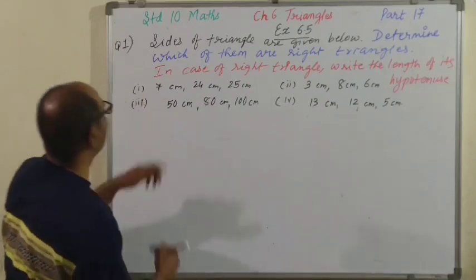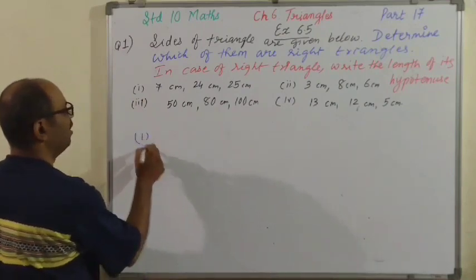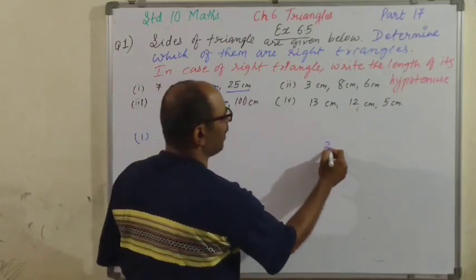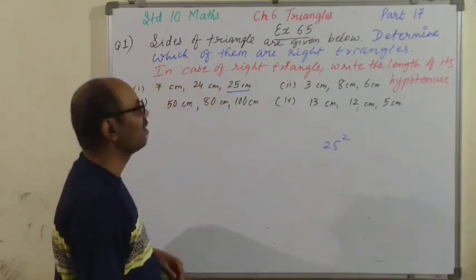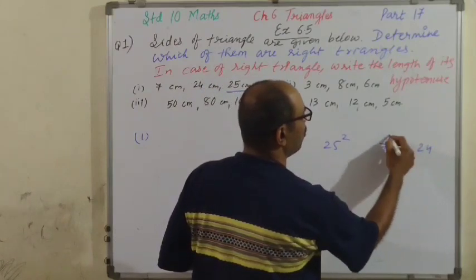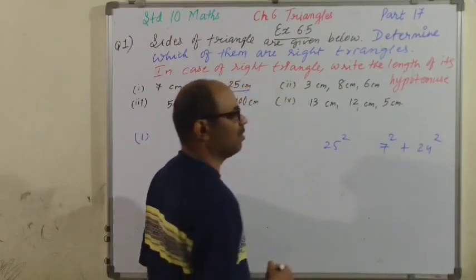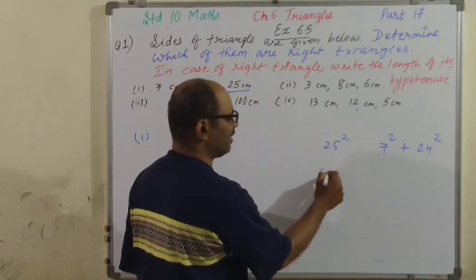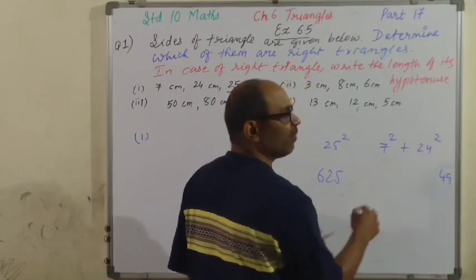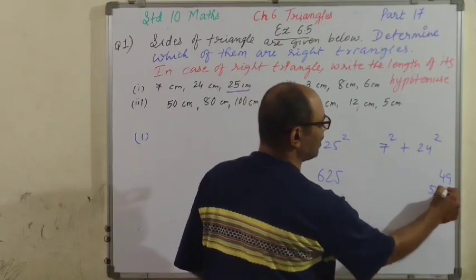Chal. I'll take this first one. Children, which is the biggest side? 25. आप 25 का square कर लो. What are the other two sides? 7 and 24. उसका square कर लो और plus कर लो. इसका square 625, correct? 7 square is 49 and 24 square is 576.